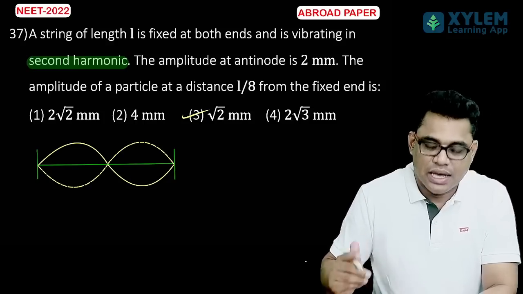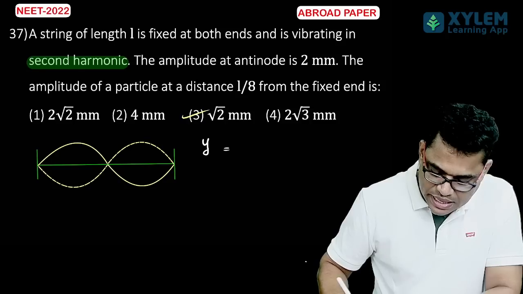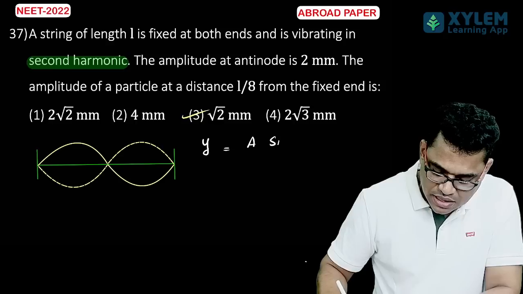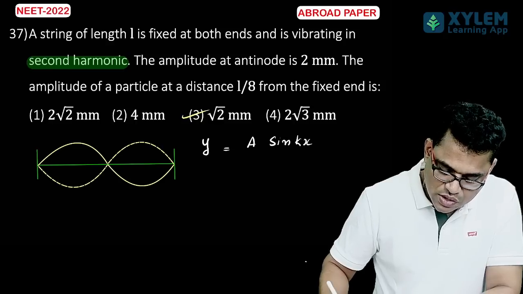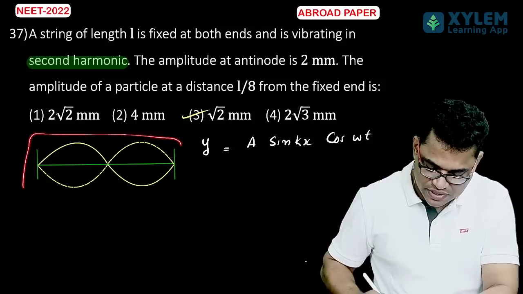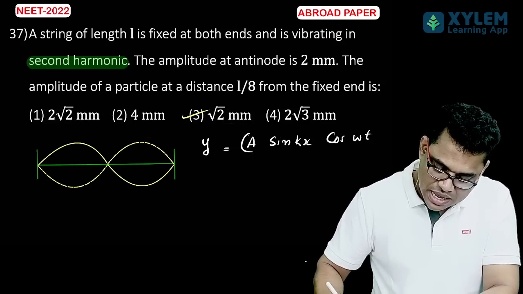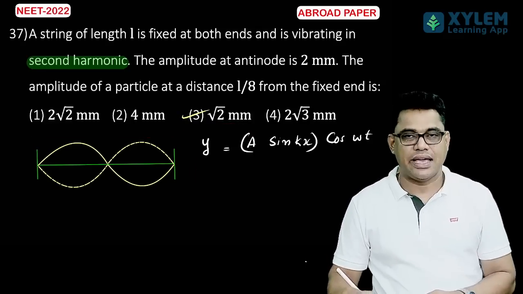Let me do it correctly. In the method of physics, y is equal to what? A sin kx cos omega t. That's the equation of this standing wave. And what is the amplitude part? Amplitude part is A sin kx.